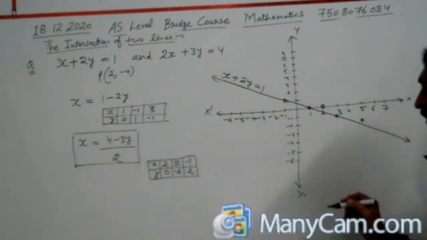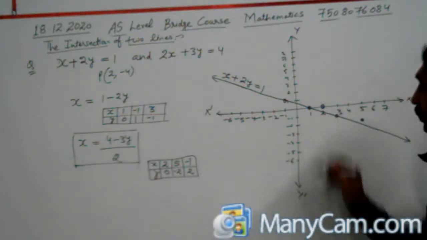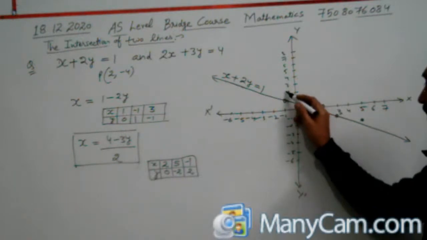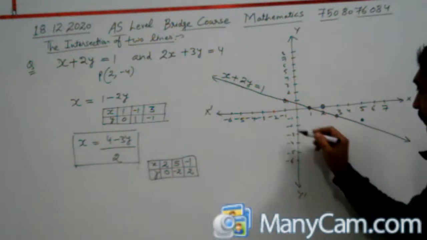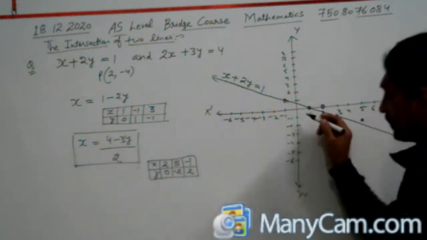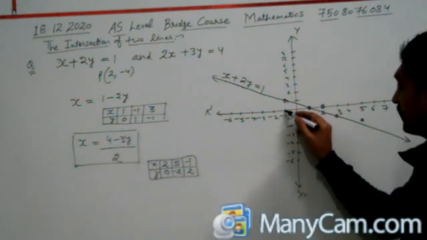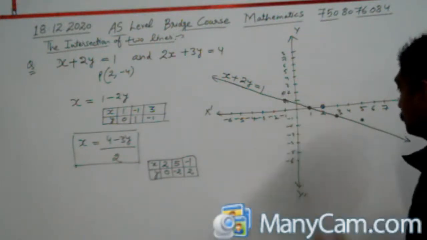And the next one is x minus 1, y is 2. Sorry, x here is minus 1, and y is 2. So this is new out here, right?